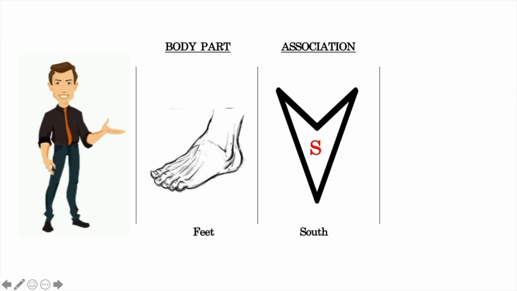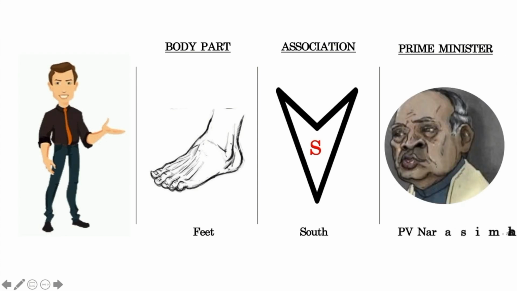the feet. Feet is the bottommost part of the body and it points towards the south. So the association that we are going to make use of is south. The first Prime Minister elected from south is none other than Mr. P.V. Narasimha Rao. So friends, we have used the 10 body parts using 10 different associations. We have been able to learn the names of the first 10 Prime Ministers of India.